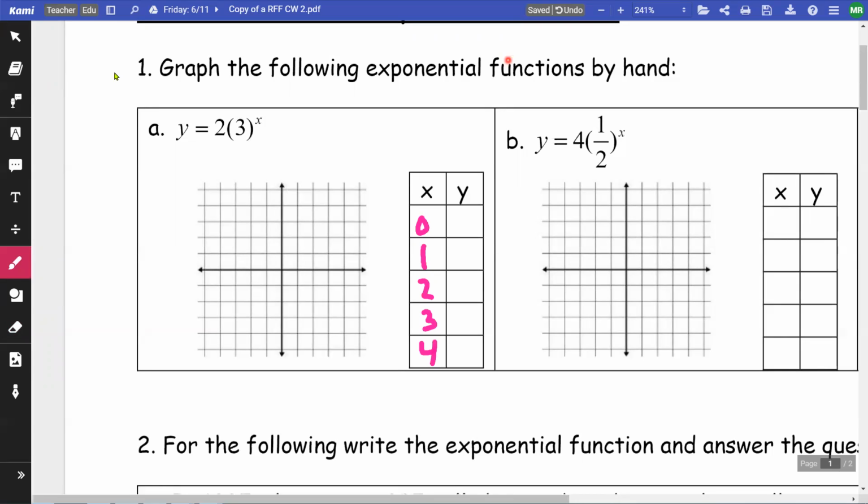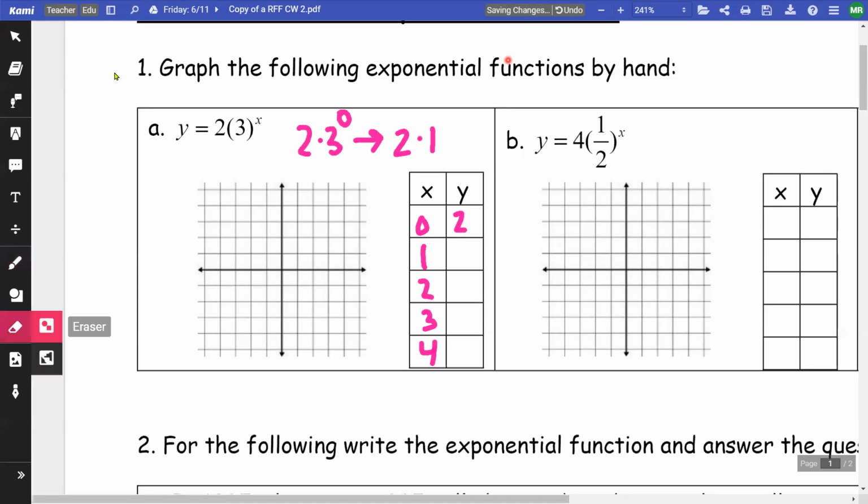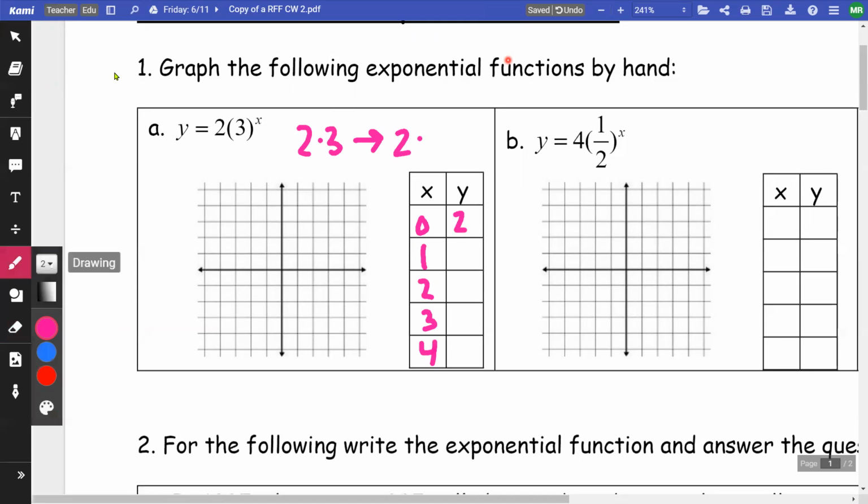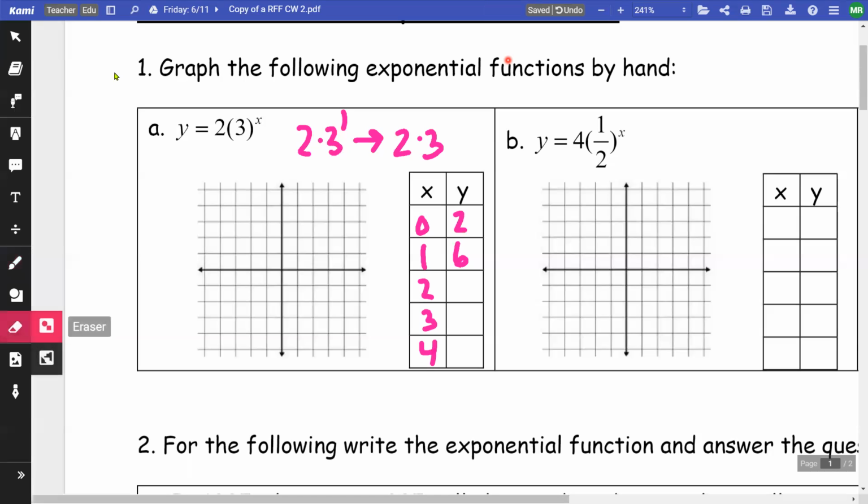If you're doing it by hand without a calculator, you go 2 times 3 to the power 0, and 3 to the power 0 is a 1, so we end up getting a 2. If I raise it to the power 1, because that's my x, 3 to the power 1 is 3, so I get 2 times 3 or 6. If I put in a 2 for my x, now I'm going to have 2 times 9, which is 18.